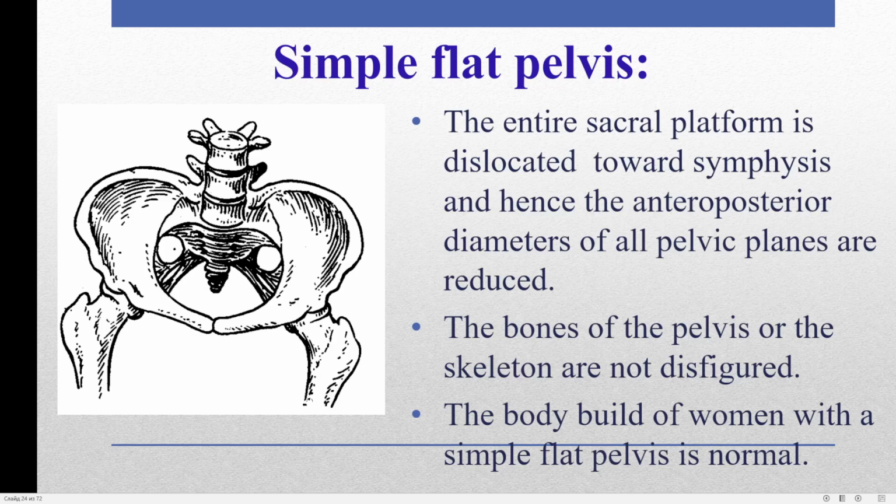Next, simple flat pelvis. The entire sacral platform is dislocated towards the symphysis, and hence the anterior-posterior diameters of all pelvic planes are reduced. The bones of the pelvis and skeleton are not disfigured. The body build of women with a simple flat pelvis is usually normal.